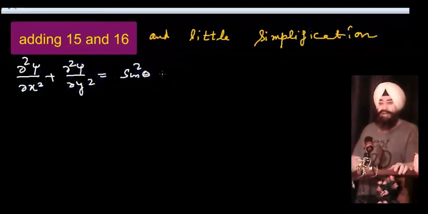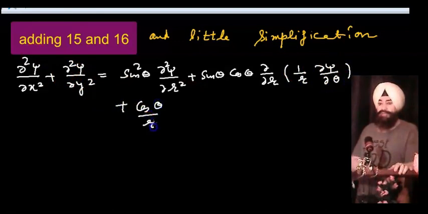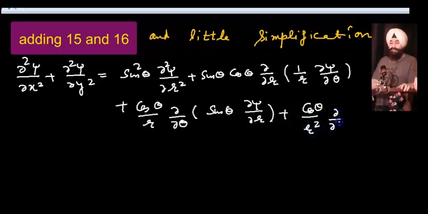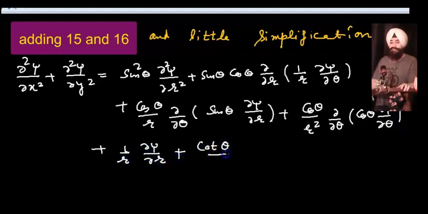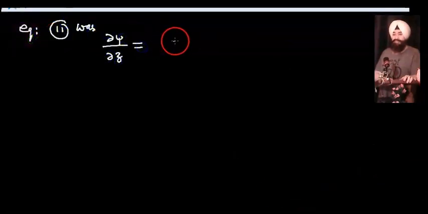Just adding with a little simplification using trigonometry. And I think you are expert in elementary trigonometry. If you find difficulty, write to me in the comment box if anything is not clear. So this is the result of curly squared psi by curly x squared plus curly squared psi by curly y squared. So the result on the right hand side is only with respect to r, theta and phi.